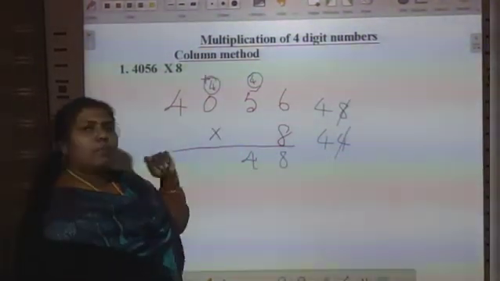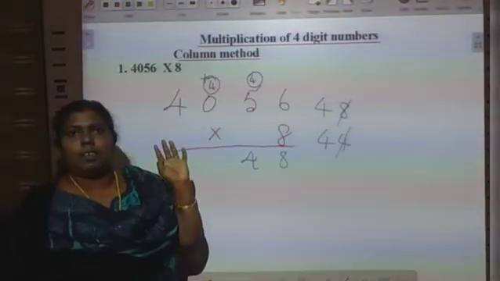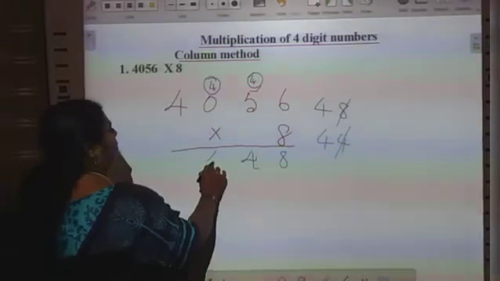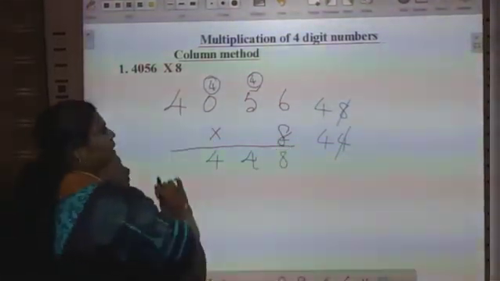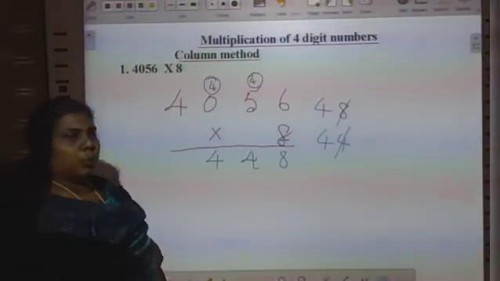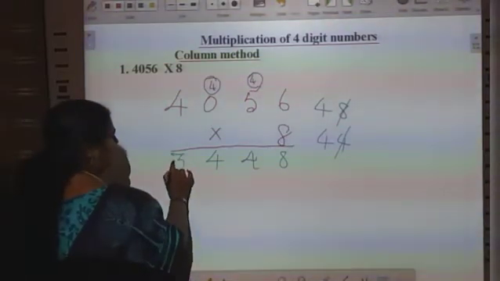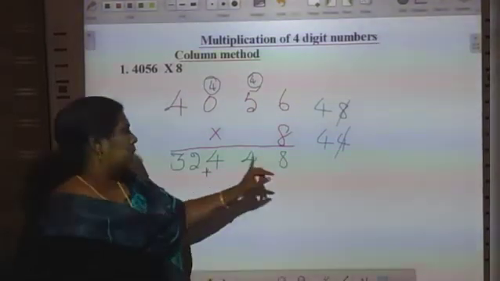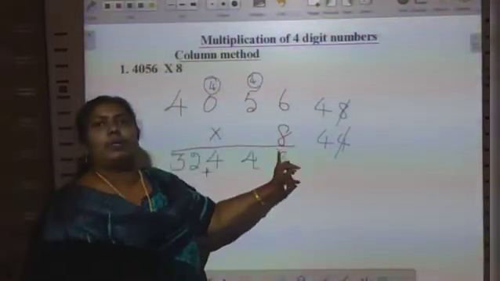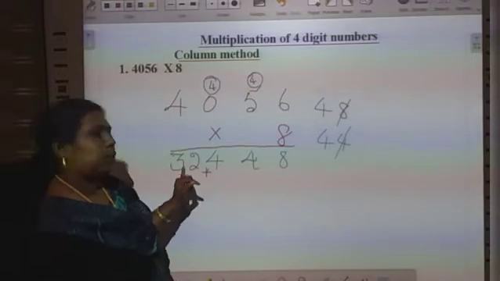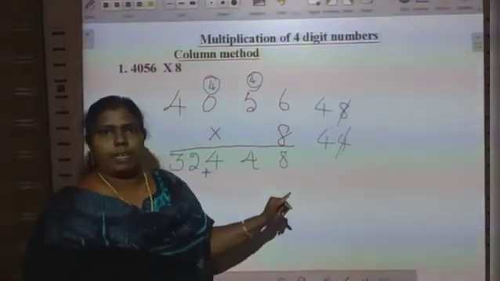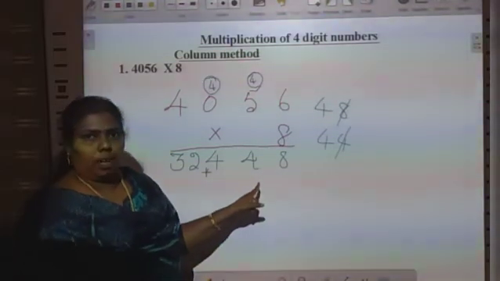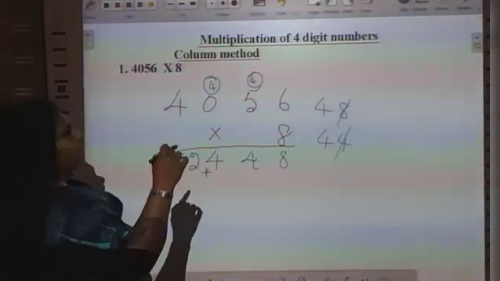Then 8 times 0 is 0. 0 plus 4 is 4. Okay. Then 8 4s are how much? 32. Right? Yes. So we can write the answer. What is the answer? 32,448. 4056 into 8, the product is 32,448. Right? This is the multiplicand, this is the multiplier, this is the product. Right? Yes.